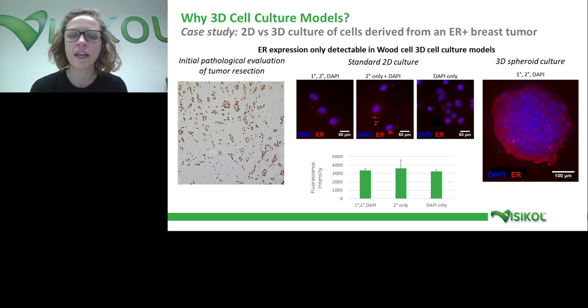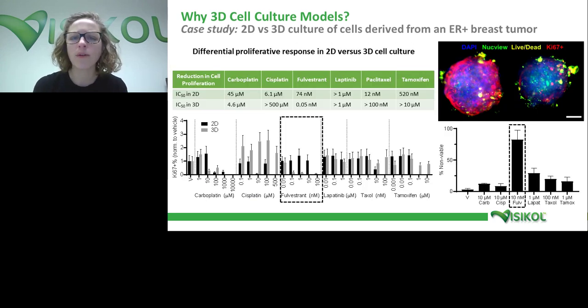But when we take these cells into 3D cell culture, we actually see that estrogen receptor expression is once again restored as it was in the native tissue, that initial tumor resection. And what's thought to be behind this is that cell-cell and cell ECM interaction that regulates expression of a number of proteins, in this case, estrogen receptor. But why would that be functionally important? Well, especially when you're screening drugs, perhaps those that are targeting the estrogen receptor, this can be really important because you want to make sure that your system recapitulates the in vivo case as much as possible.